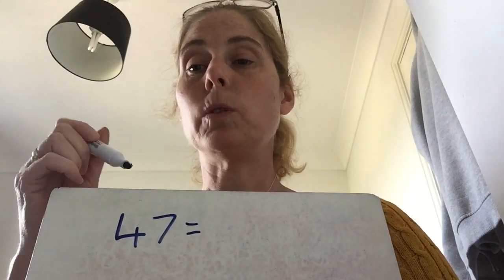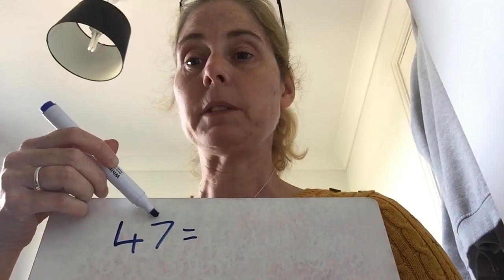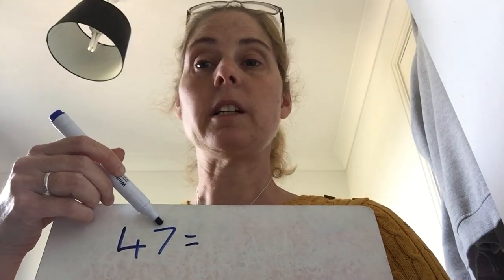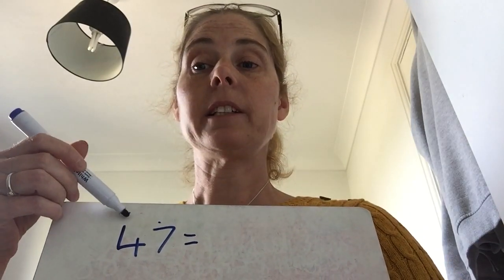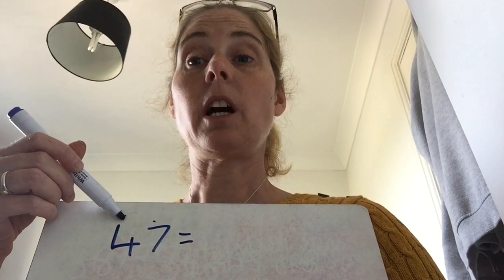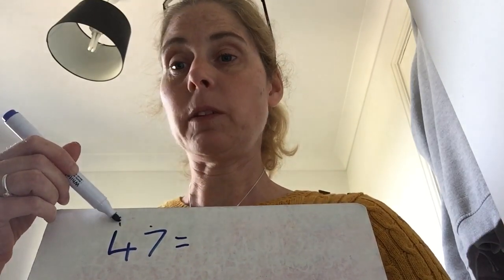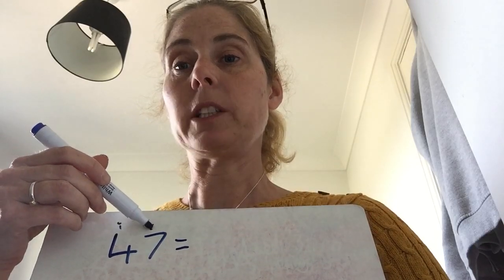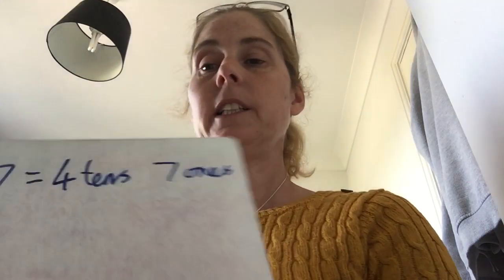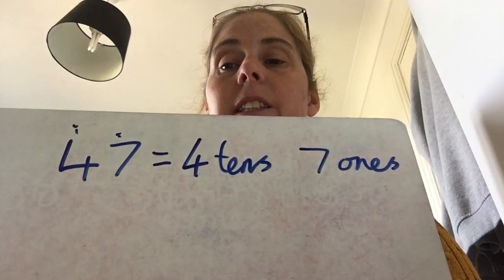And remember the rule, the ones always comes at the end, always the last number, and the tens always comes just before the ones. So this is how many tens we've got, and this is how many ones we've got. So we've got 4 tens and 7 ones. Okay, just to remind you what we were doing yesterday.